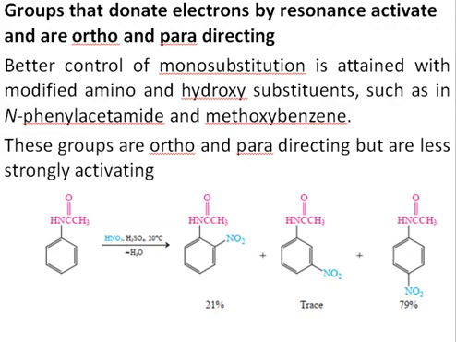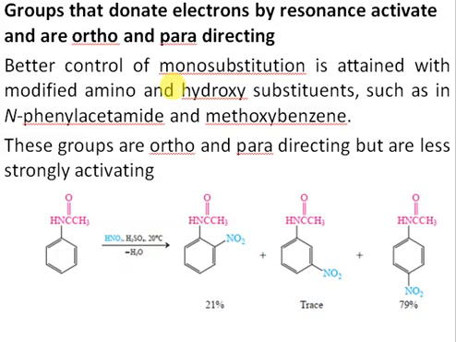So in case you want to get a mono substitution, in the previous slide you saw that if we have an amino group or hydroxyl group, we cannot get a mono substitution. But if you want to get a mono substitution, then you have to modify this amino group or hydroxyl group. So we can convert this amino group into an acetamide group, or we can convert the hydroxy group into a methoxy group as well. If we modify these groups, then we can get a mono substituted product.